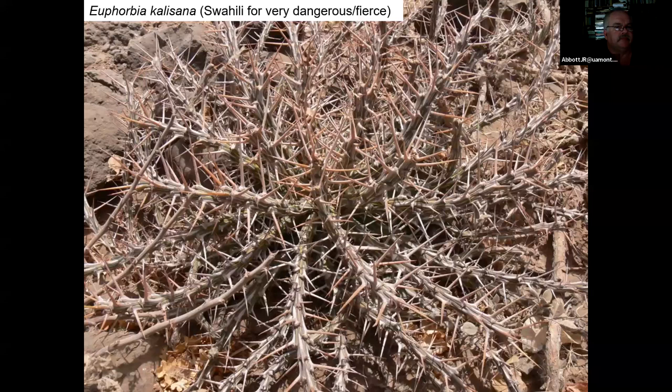Another fun one from Africa, Euphorbia cailistana. Again, what does that mean? Well, it turns out it's Swahili for very fierce or dangerous, right? So if you look at this plant, sure enough, it lives up to its name, right? This is a type of spurge related to poinsettias.